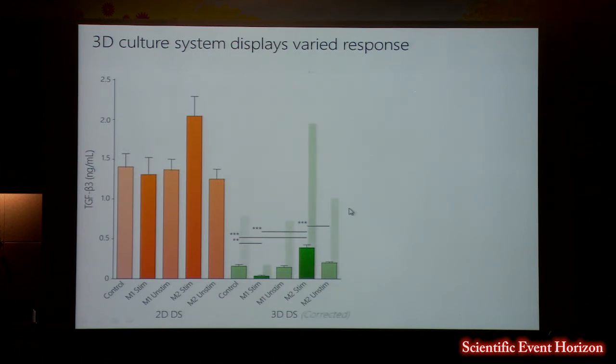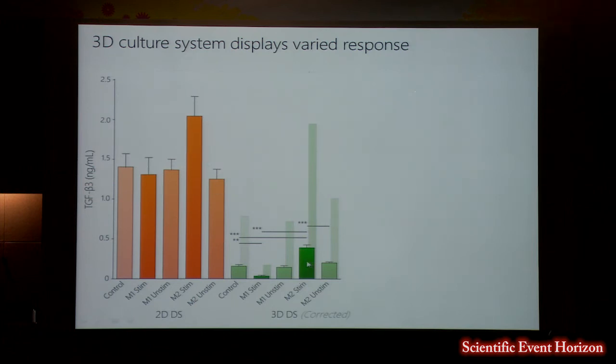But that's an artifact of the cell numbers used, so we use 10 times more cells in the 2D cultures than we do in the 3D models. By correcting for this, the significance is lost in the M2 stimulated category. In the 2D cultures, however, we didn't see any differentiation between the treatments at all. Although this M2 population secretion level was elevated, it wasn't significantly so.